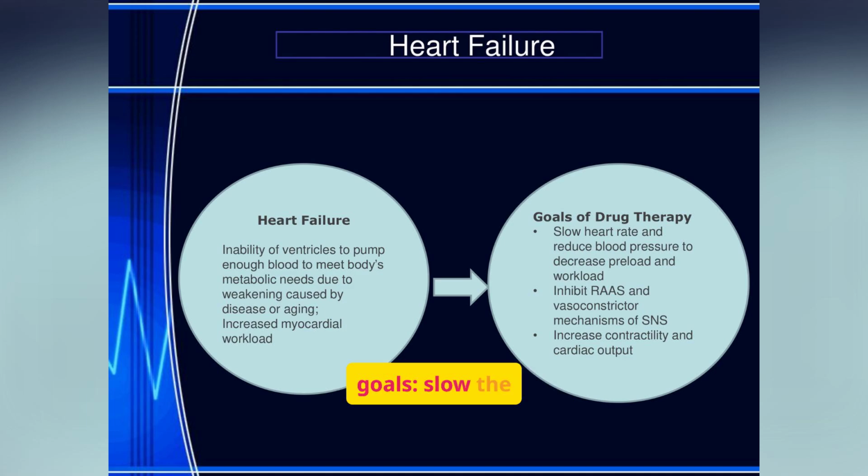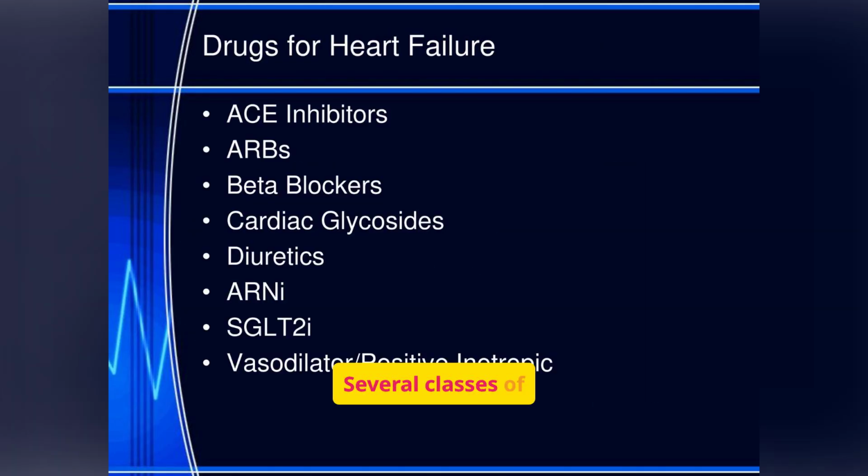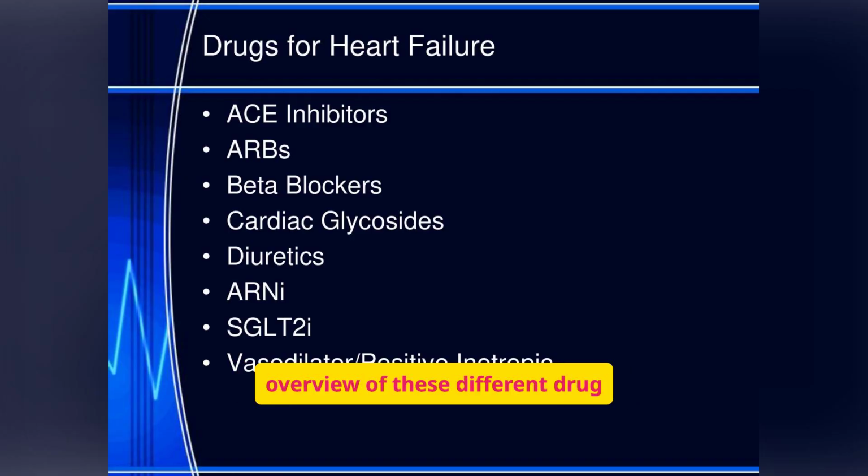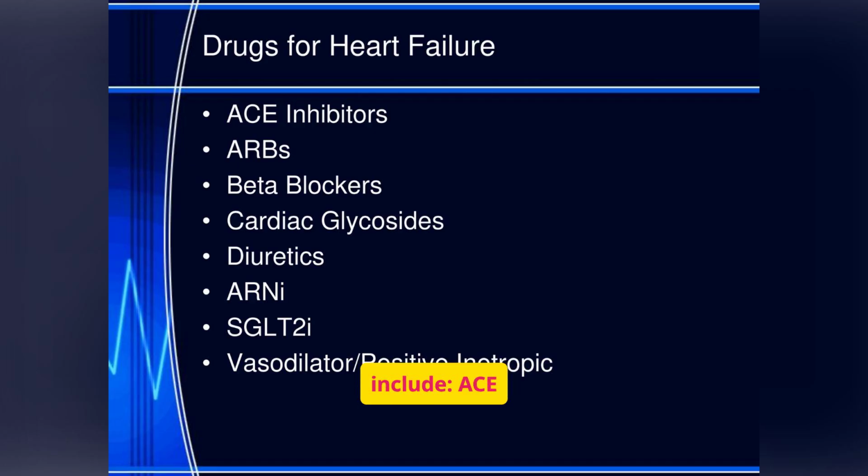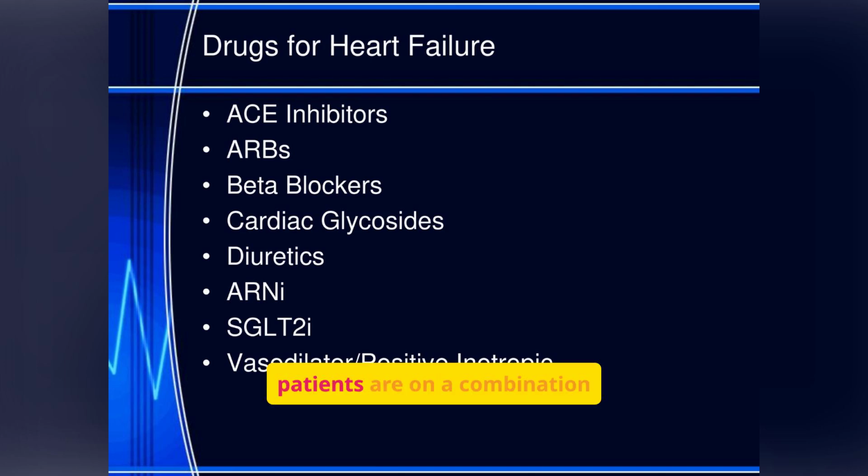Our goals: slow the heart rate, reduce preload and afterload, block harmful neurohormonal pathways like RAAS, and increase contractility when needed. Each drug class plays a unique role in this process. Several classes of medications are used to treat heart failure. We'll provide an overview of these different drug classes. These include ACE inhibitors, ARBs, beta blockers, diuretics, cardiac glycosides like digoxin, SGLT2 inhibitors, ARNI like Entresto, and vasodilators. Most patients are on a combination depending on their stage of heart failure.